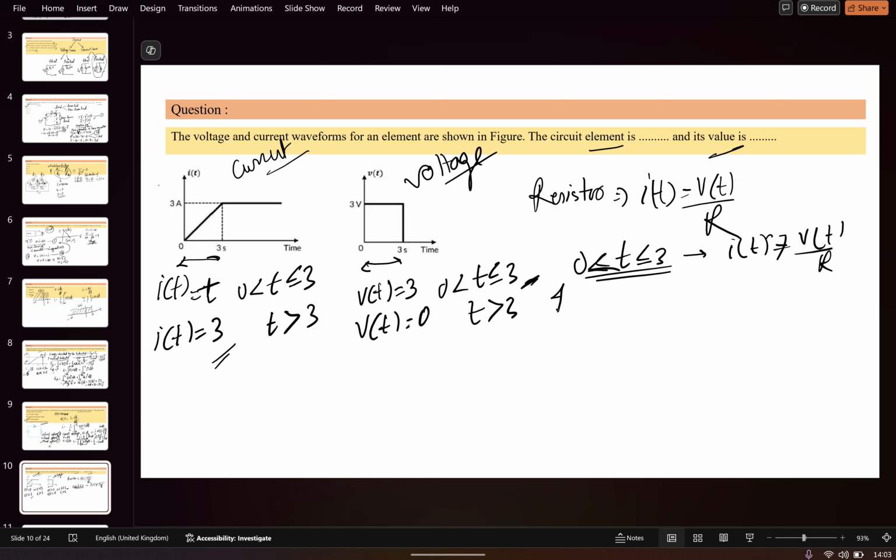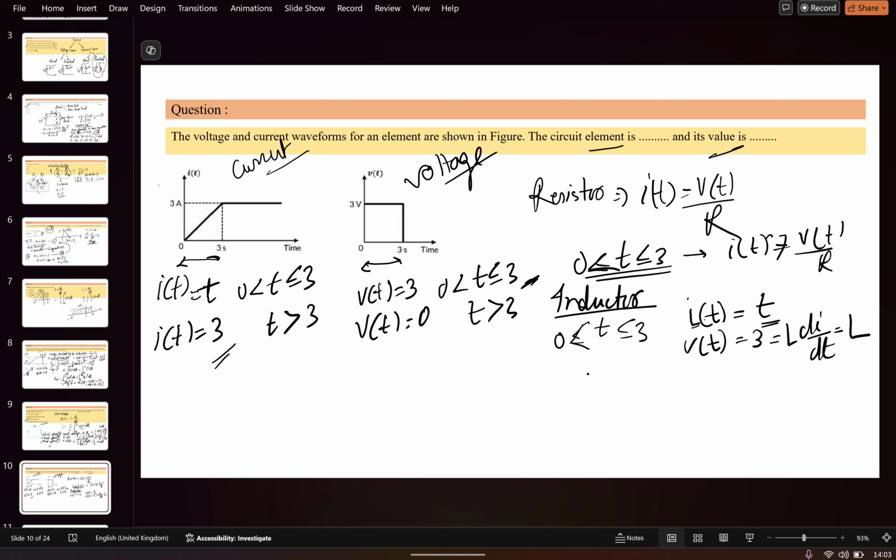So let's assume that it's an inductor. Between t equal to 0 to 3, I(t) is t. You can assume that voltage is equal to L di by dt. If you differentiate this t, it will come out to be L. Okay, it is coming constant. Similarly, for t greater than 3, I(t) is coming out to be 3. What is the value of voltage? It is coming 0.